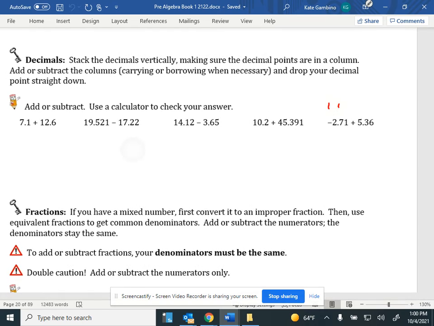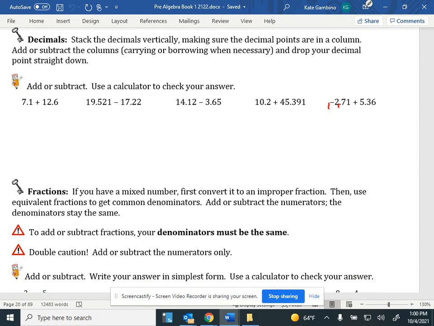Decimals. Stack the decimals vertically, making sure the decimal points are in a column. Add or subtract the columns, carrying or borrowing when necessary, and drop your decimal point straight down. It is important when we add or subtract decimals that you line up your decimal. If you don't line up the decimals, you're not subtracting the tenths from the tenths. Okay, we don't want to subtract tenths from the ones. They have to subtract or add from the same place value.